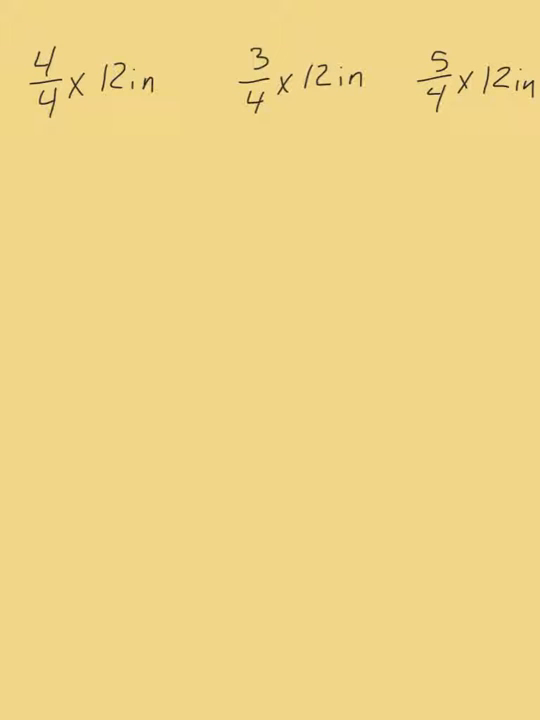For our first problems we're going to compare 4/4 times 12 inches, 3/4 times 12 inches, and 5/4 times 12 inches. And remember, we're comparing the product, the answer, in relationship to the factors. The factors are the items that you're multiplying together. So here the factors are 3/4 and the other factor, 12 inches. In comparison to the answers, what are we going to get once we solve these problems?